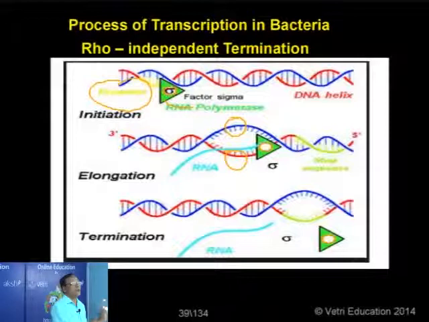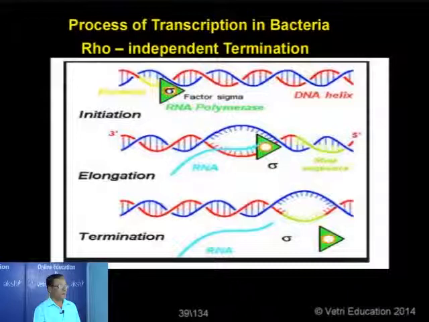Now this polymerase is bound to the promoter region with the help of the factor I mentioned. It is not doing the process on its own. It needs the help of a factor called the initiation factor. That factor is called the sigma factor. So this is the sigma factor. Along with the sigma factor, it initiates the process of transcription. So now the process is being initiated.